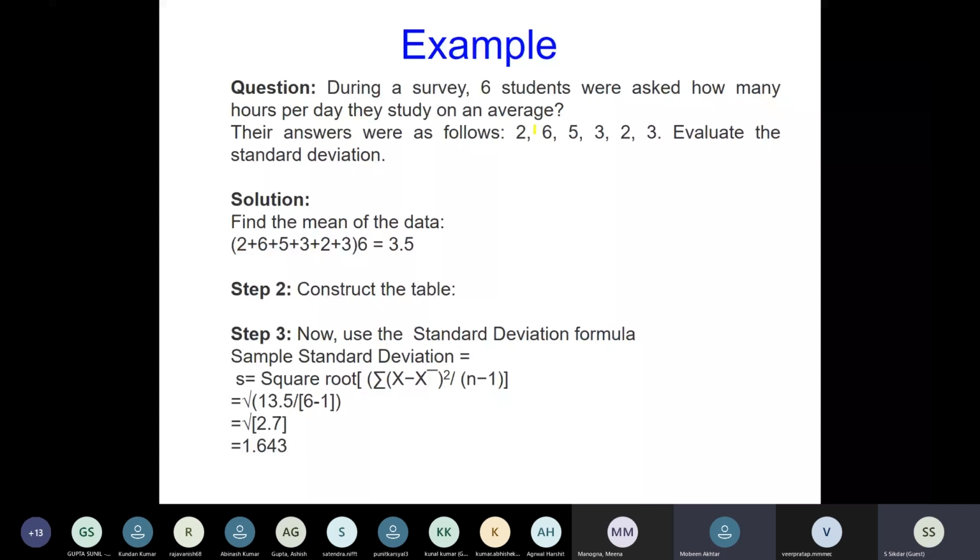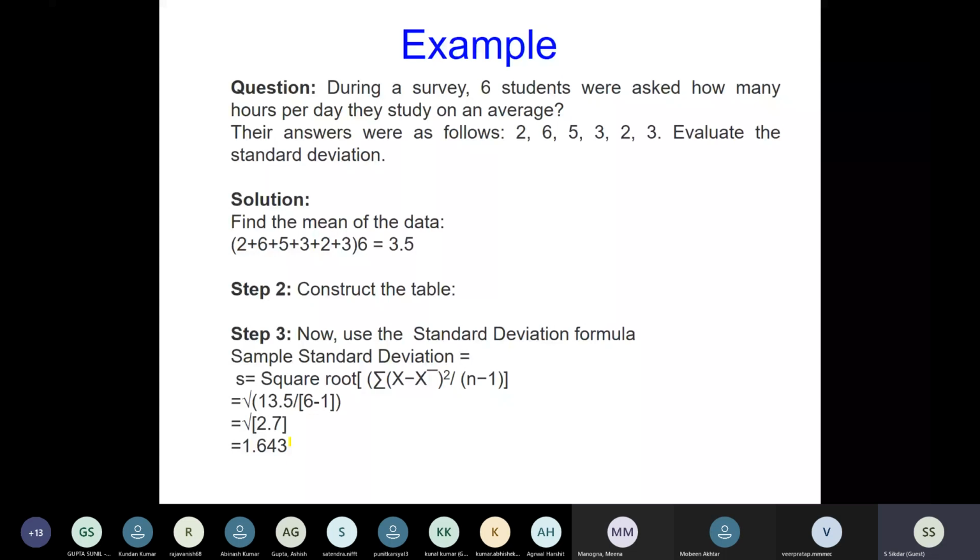So find the mean of the data. You find this value and then construct the table. You can have a table like that, and then you can see the difference, and then square it. Then you make a table, and here, in short, instead of the total table, it is shown, and it is shown 1.643.